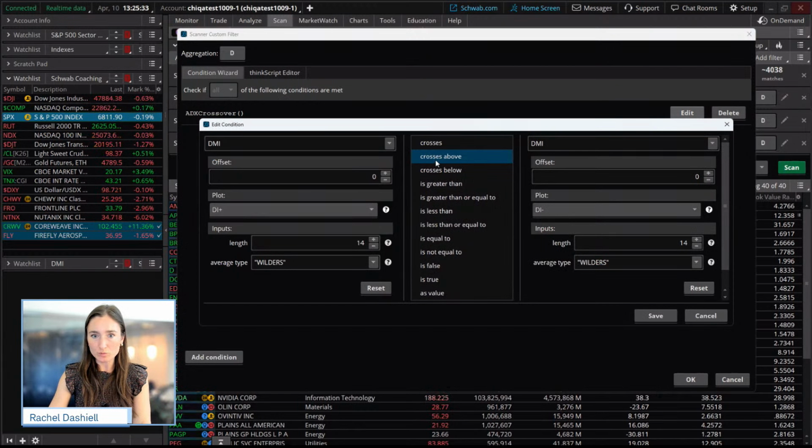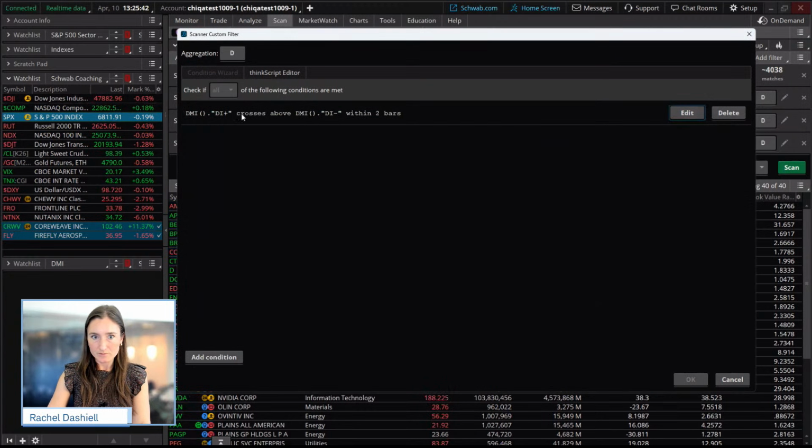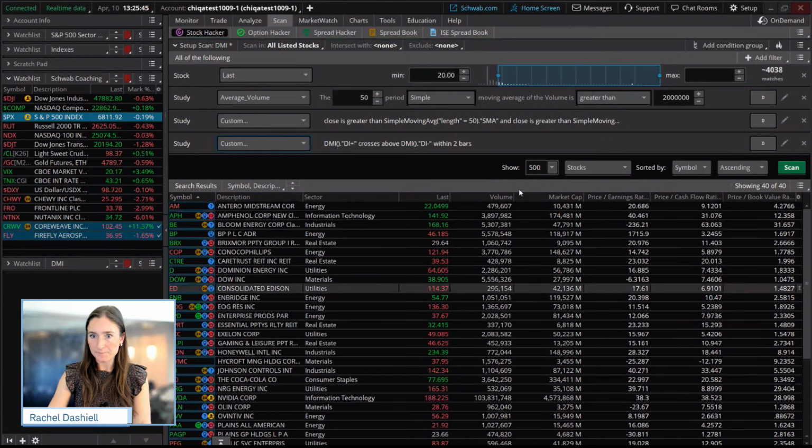So we're saying positive directional movement crosses above negative directional movement within 2 bars. So within the last 2 days, okay? And we're gonna hit save. So that's how we got to this one. And I'm gonna click OK.